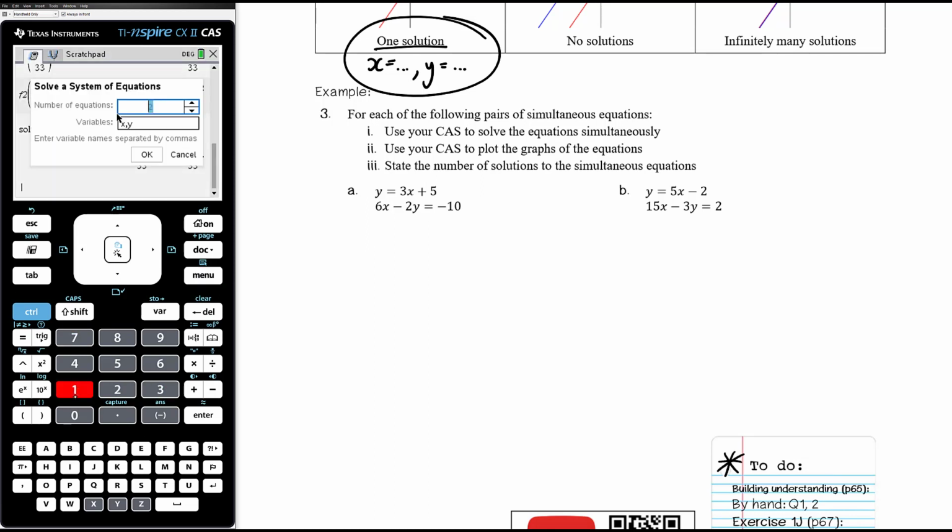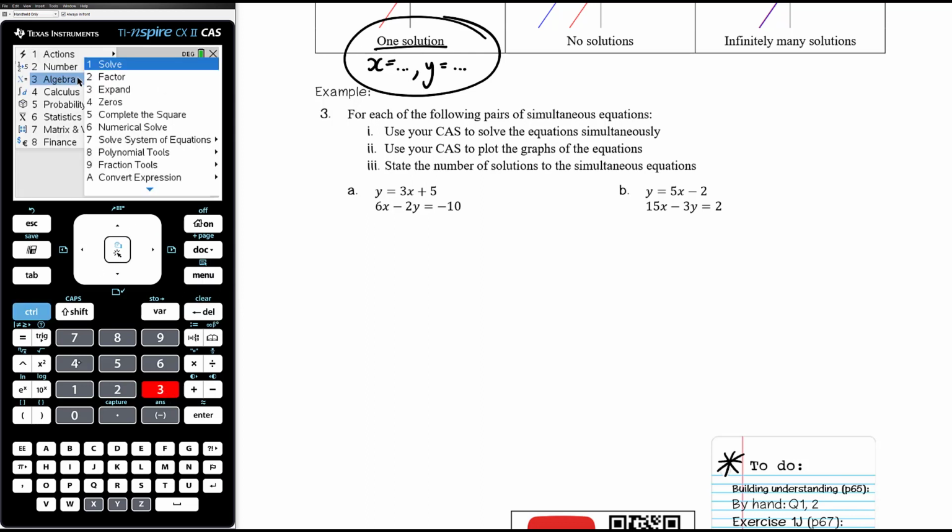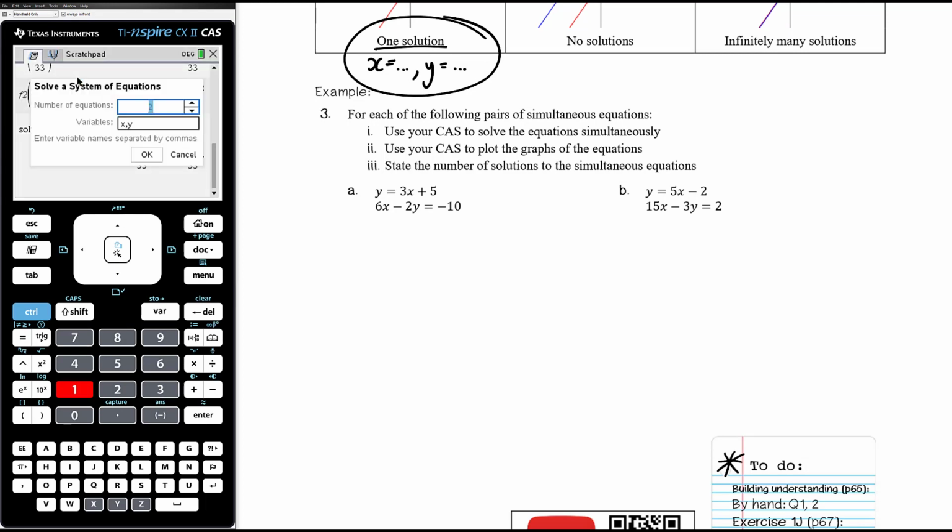I know we're quite new to our CAS here, but you start to learn these menu options as menu 371, because the best way to navigate your menus is not to press menu and scroll up and down, but to press menu, and then if you want algebra, to just type number 3. So menu 3 for algebra, 7 for solve system of equations, and 1 for solve system of equations.